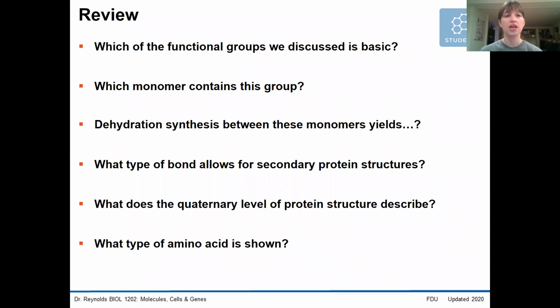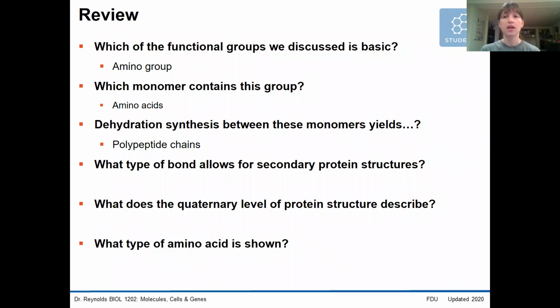All right, so what are the functional groups that we discovered, which is basic? That would be an amino group. And what monomer type contains this group? An amino acid. Now, amino acids can be linked together through dehydration synthesis to yield polypeptide chains. By the way, here's another question you could ask yourself. What's the enzyme that synthesizes that polypeptide chain?